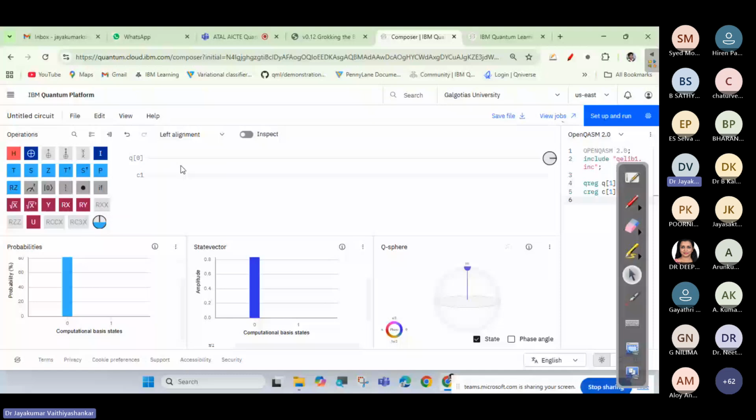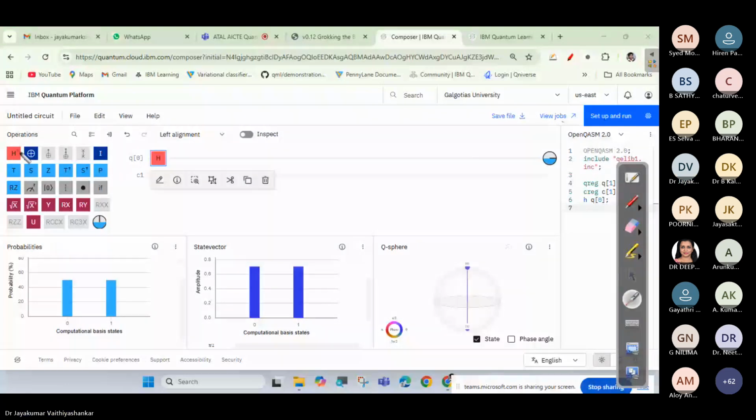Okay. So next what do we do? We try to implement a Hadamard gate, H gate. So look over here. This is called your Hadamard gate, H gate. Okay, first gate. So what will the H gate do? It will create equal superposition.